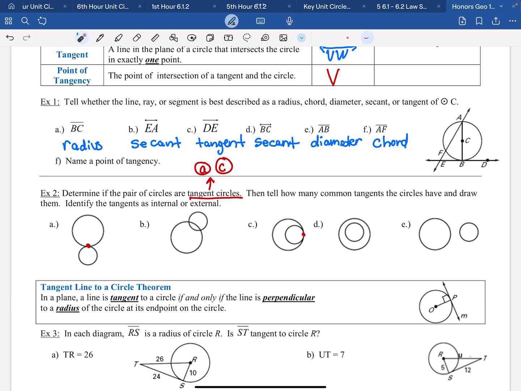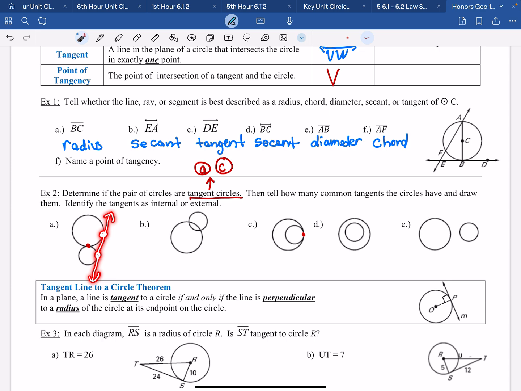So I want you to imagine if I were to draw this line right here. This line right here appears to only touch in this position and this position. That would be called a common tangent. So I want you to think about, are there any others that I can draw? How many are there total that would be common? And then once we've identified that, let's go ahead and talk about what it means to be internal and external.